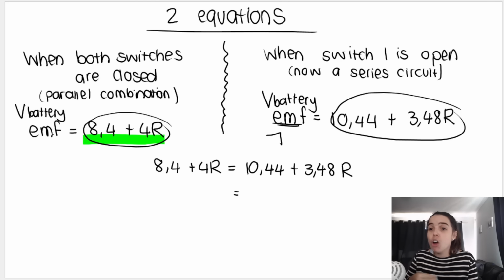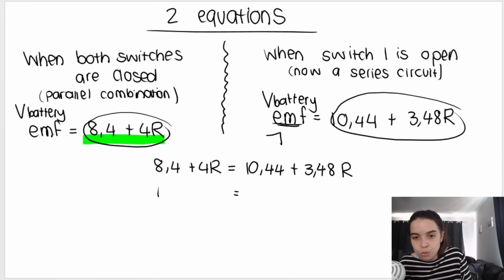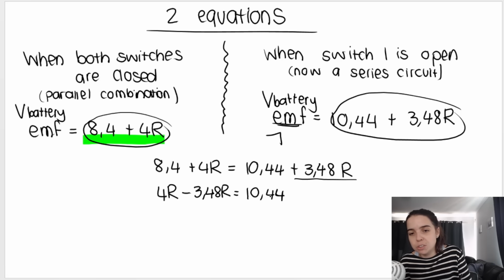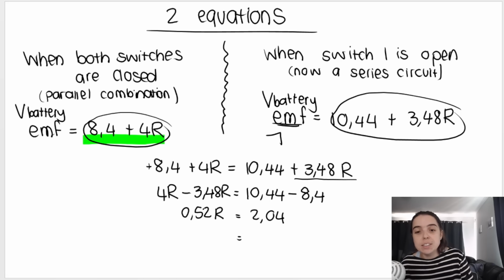How does this work? R is my variable. It's my unknown. So I get all the R's to one side. I'm going to go 4R, stays on this side. 3.48R comes over, minus 3.48R. On this side, I've got 10.44, stays on this side. This is plus 3.48. It comes over and becomes subtract 8.4, inverse operations. So I get 0.52R. Remember, R is your variable. It's what you're solving for. Last step.